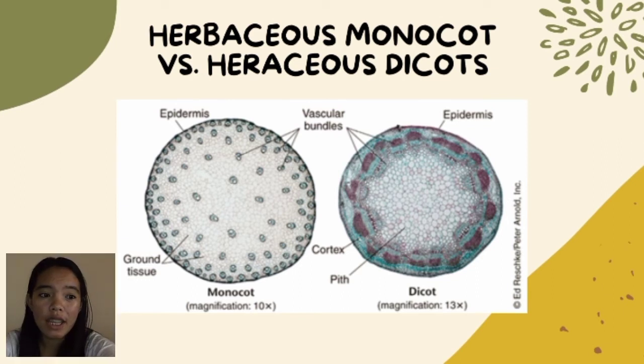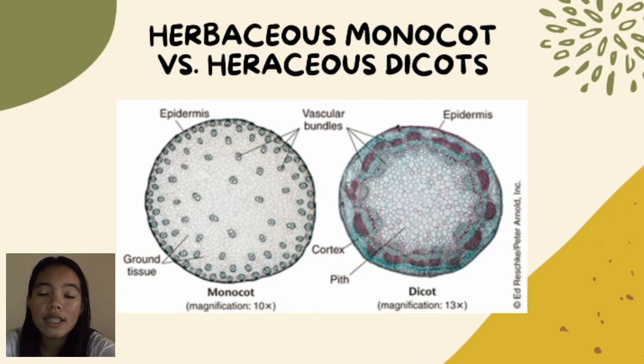In summary, the herbaceous monocot stem has vascular bundles randomly distributed throughout the cross-section. In contrast, herbaceous dicot stems have vascular bundles arranged in circles in a cross-section. Thus, this is the key difference between herbaceous monocot and dicot stems.